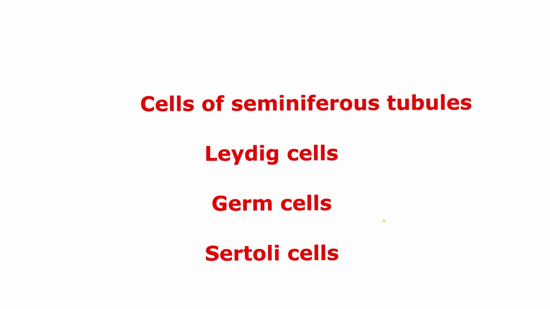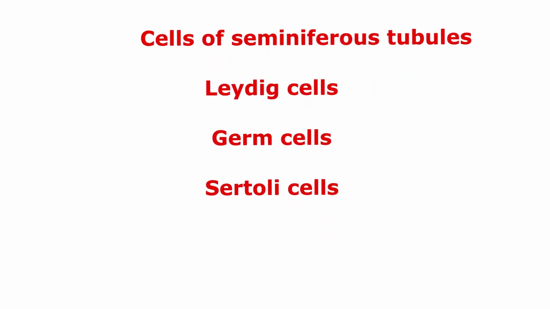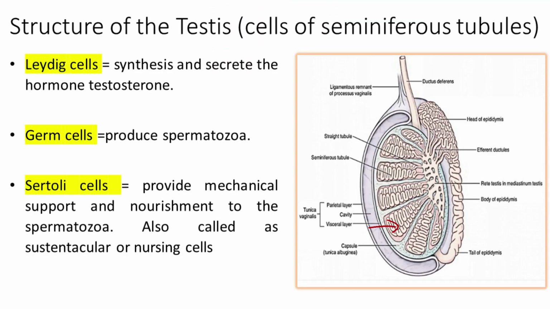The first one is Leydig cells. Second one, germ cells and Sertoli cells. There are spaces located between the tubules. In these spaces, there are clusters of cells called the Leydig cells.